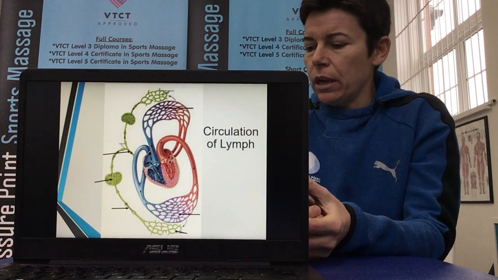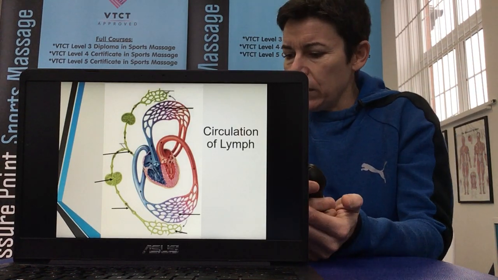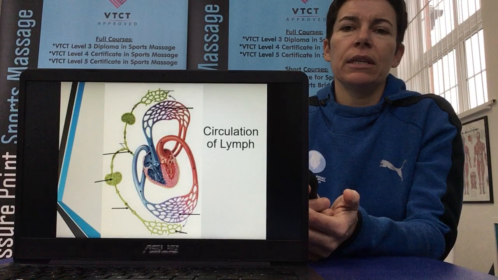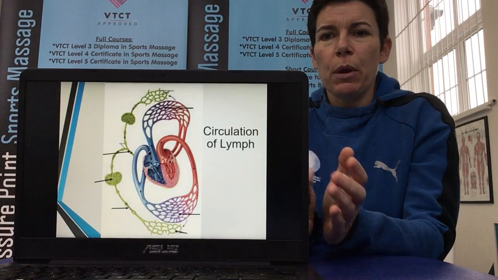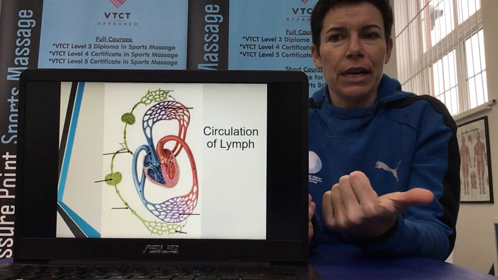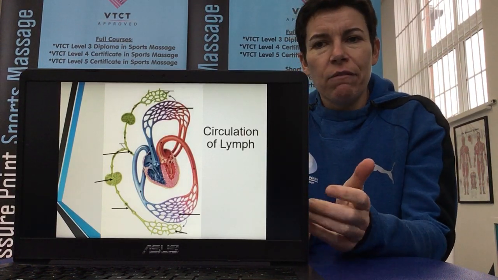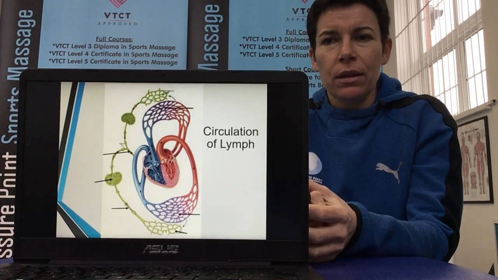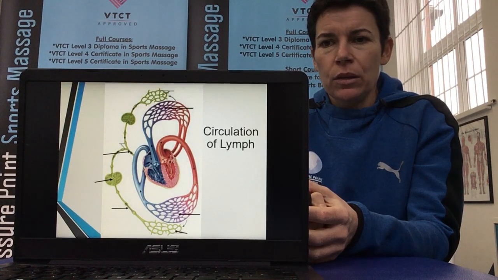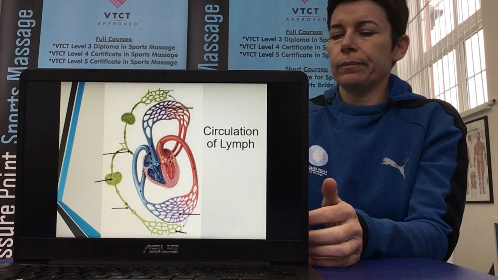So if you've got this diagram here, we're going to just label this one up now. I like this diagram because it shows both systems. It shows the primary circulatory system, the cardiovascular system, and then in green it shows the lymphatic system and how they work closely together. So it's a bit of a revision actually.